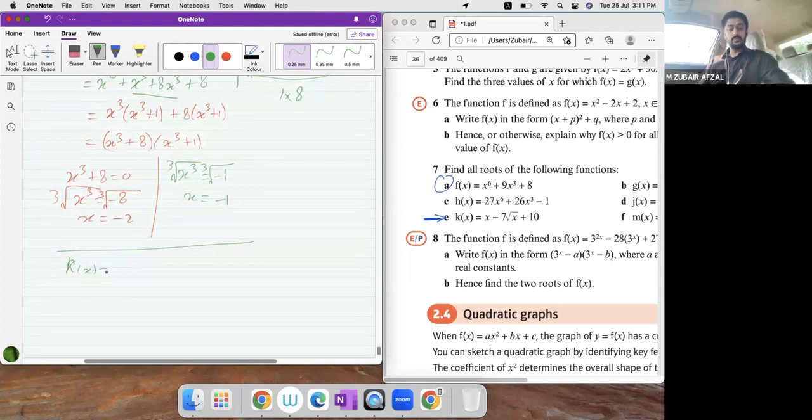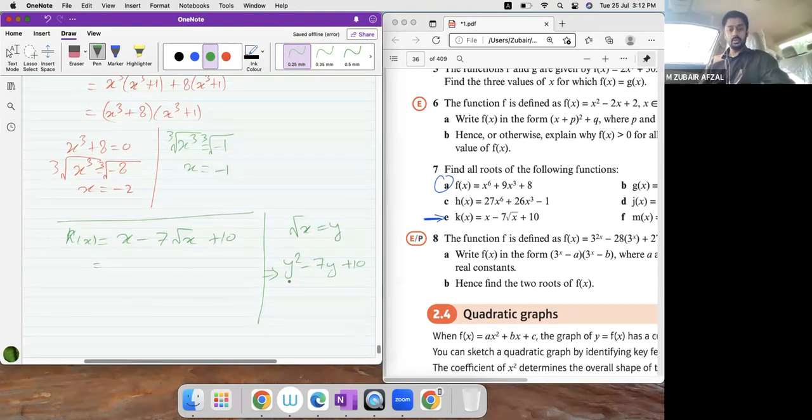k of x is equal to x minus 7 square root x plus 10. If I say square root x is equal to y, I could write y squared minus 7y plus 10. You can actually replace it, solve in the same way, and replace it back at the end. So this is y squared minus 7y plus 10.